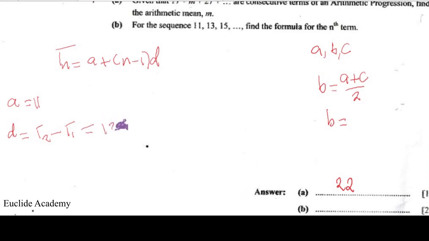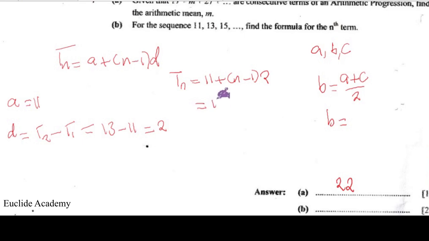So here we can subtract 13 minus 11, which gives us 2. So our d is equal to 2. And what else do we need? I think that's all. So we say for the nth term, this T with an n means nth term. The nth term, T n, is equal to 11 plus n minus 1, multiplied by d, the common difference, which is 2.